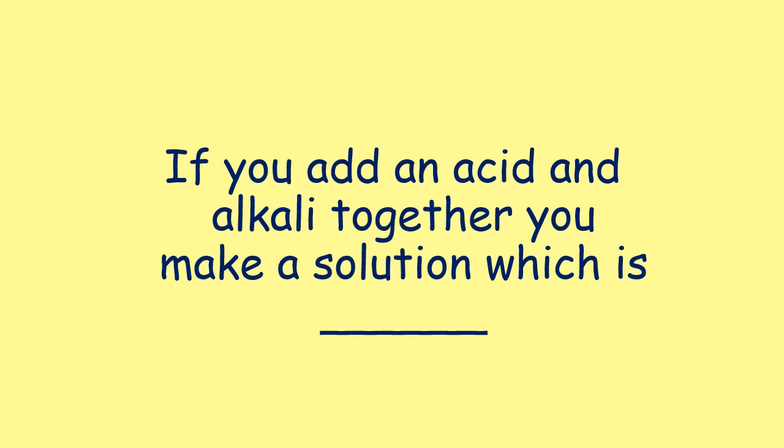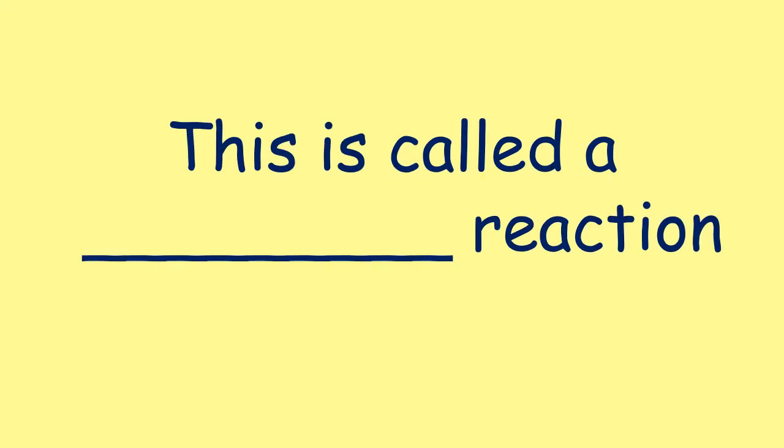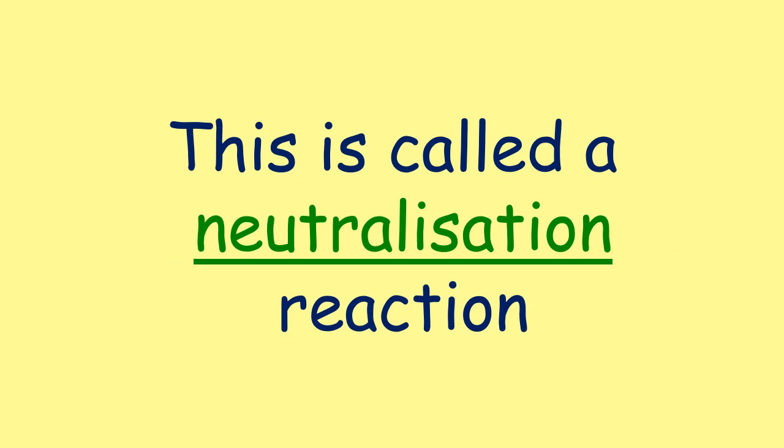If you add an acid and an alkali together, you make a solution which is what? An acid and an alkali together, you make a solution which is neutral. And what do we call the type of reaction where an acid reacts with an alkali? What's the name of that reaction? That reaction is a neutralization reaction.